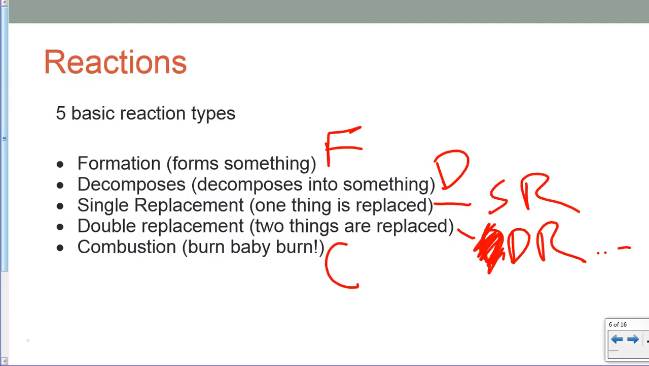Alright, now guys, the combustion ones that we look at, yeah, burn baby burn. Burn is actually a very good keyword for those reaction types. Or if it says like, your couch is set on fire, what's the chemical reaction? Well, that's going to be a combustion.